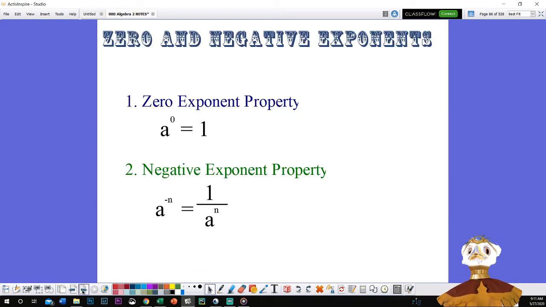So first you need to know two basic rules. One is the zero exponent property. All that means is if you have a zero for your exponent, your answer is 1. Next we have the negative exponent property. This one gets a little bit trickier for people, but it's not too bad.